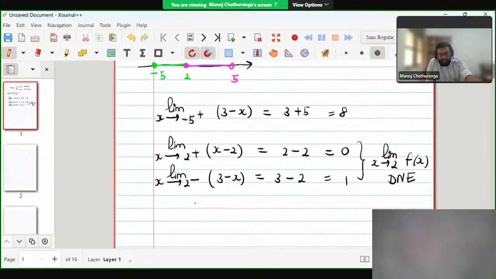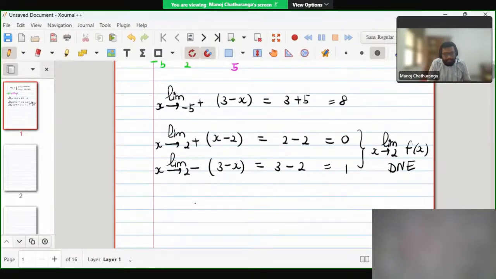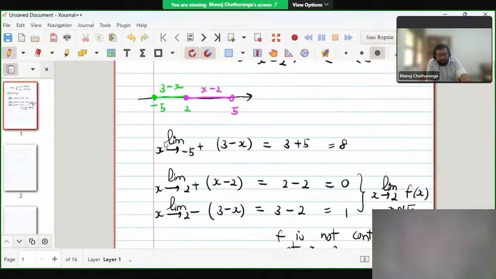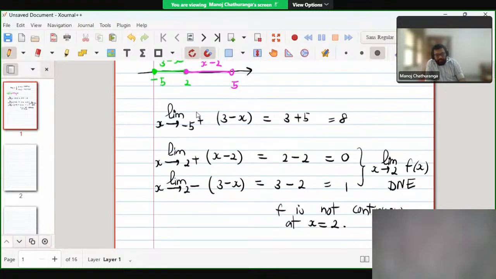So there is no limit, since the left and right limits are different. So definitely f is not continuous at x equals 2. So 2 was a very suspicious point. And we found indeed that at that point the function is not continuous.